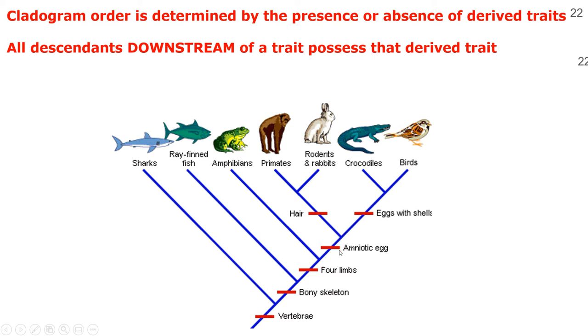But if we go further back in evolutionary history, someone had to have had an amniotic egg. So this derived trait is shared by all the animals that are downstream of this. So the primates, the rodents, and the rabbits, the crocodiles, and the birds, they all have amniotic eggs. Same thing with the forelimbs. The amphibian plus all those other animals, this trait was derived. It did not exist when you were talking about a bacteria. There was some ancestor back here that was the first to have forelimbs, and then all of their descendants got it. So that's what we mean by a derived trait, right?